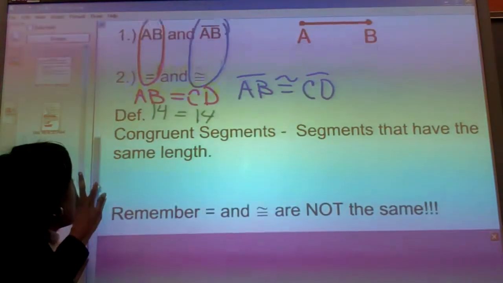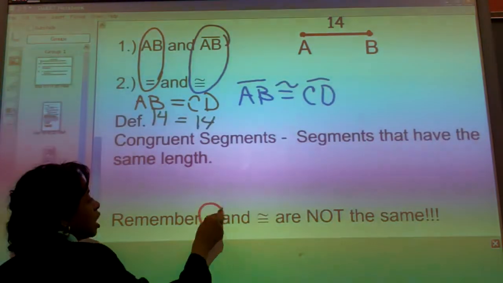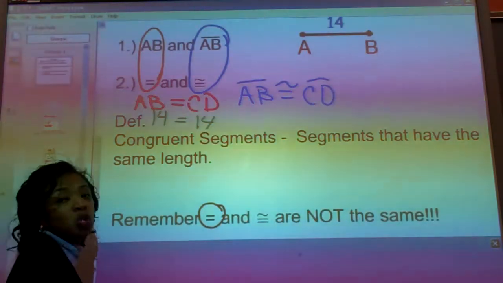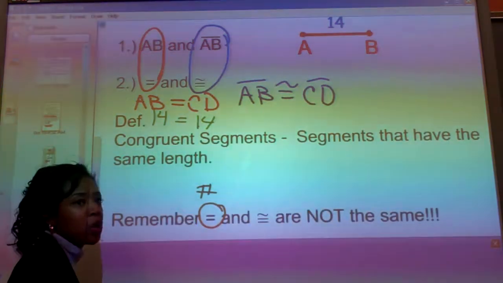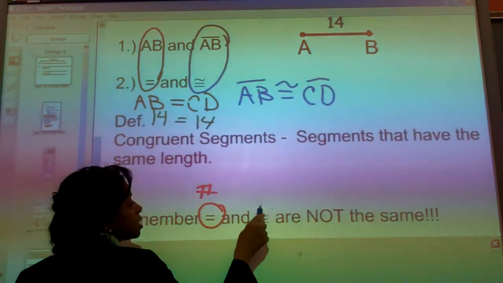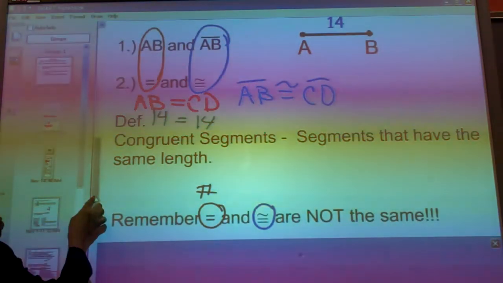Again, I can't stress enough. Remember, equal and congruent are not the same. When you see me use equal, it will not have a hat over the segment. Equal means use the number. I want the numerical value, 15, 3 and 8/10 or whatever. Congruent means same size, same shape. They're not the same, but they're the same.